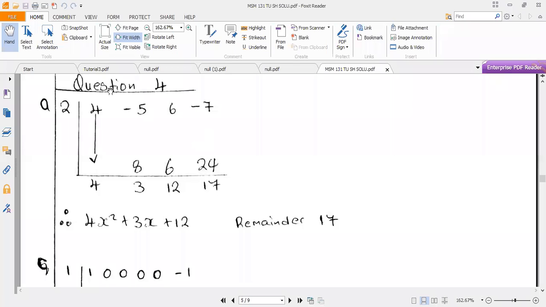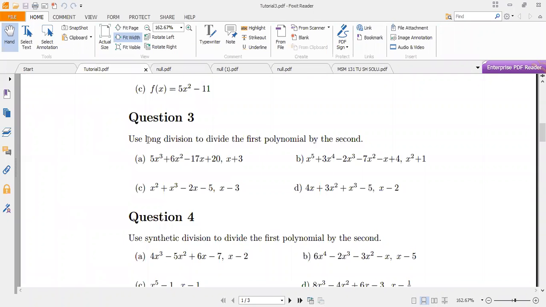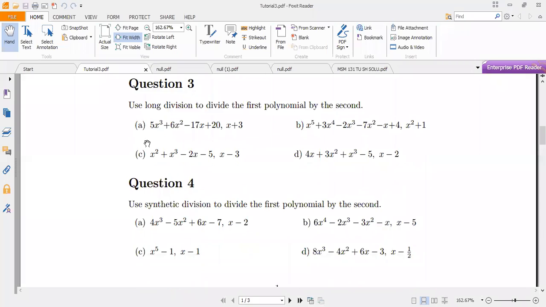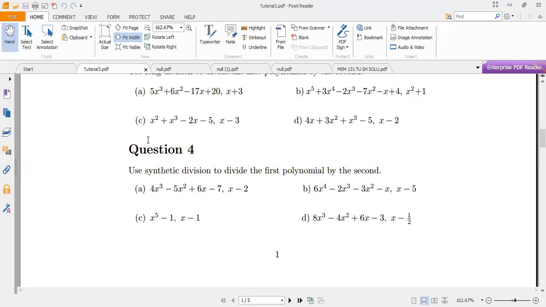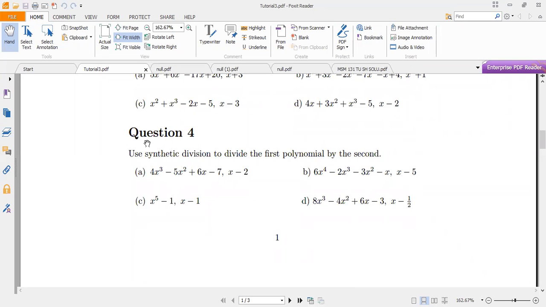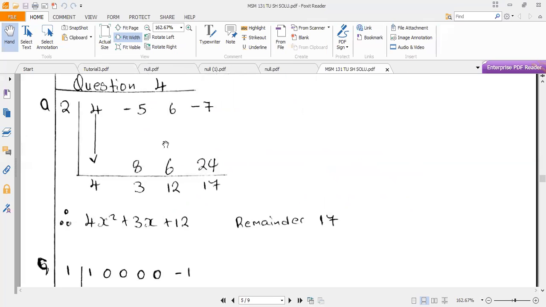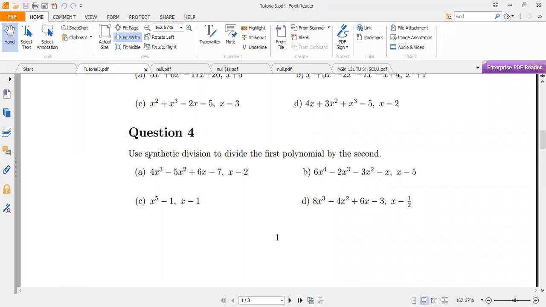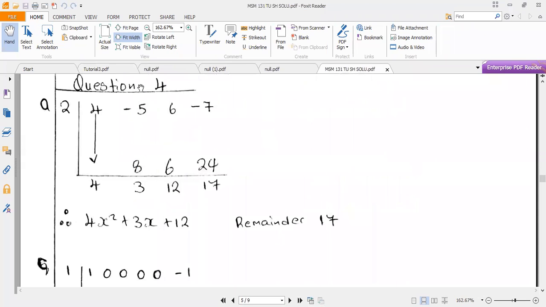All right, let's go to question 4. Question 4 is: use synthetic division to divide the first polynomial by the second. I actually told your lecturer I'm not supposed to teach this during tutorials because it's too easy and straightforward. But anyway, we'll go through it. It's saying 4x to the power 3 minus 5x squared plus 6x minus 7 divided by x minus 2. So we are dividing by x minus 2.